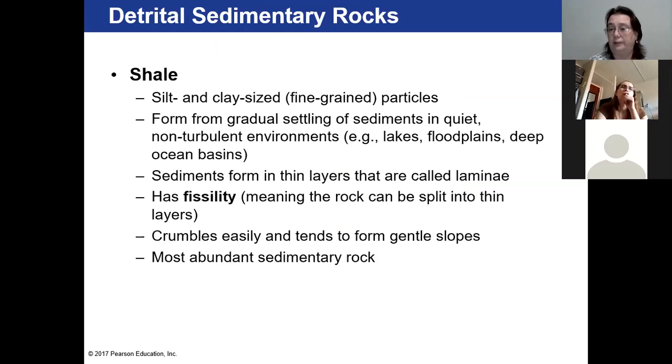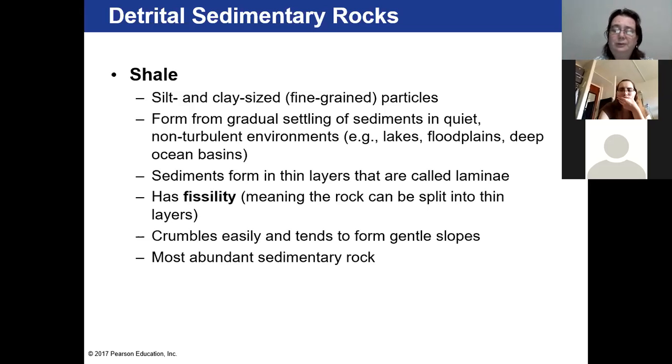Clay particles are like the micas you saw. They're very thin and want to lie parallel to each other. So that property has them form thin layers, and you can see sometimes these layers in the shale. Shale is easily split apart, just like the micas you saw, and that's called a fissile texture. It has a fissility. Shale crumbles very easily.